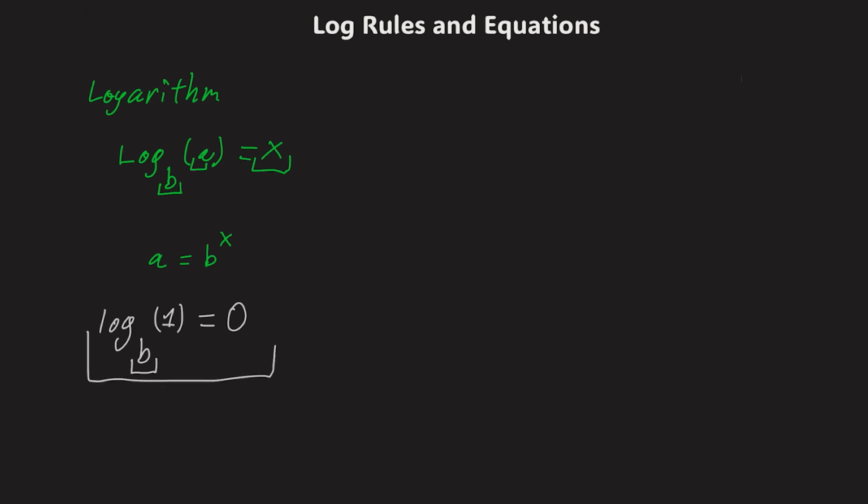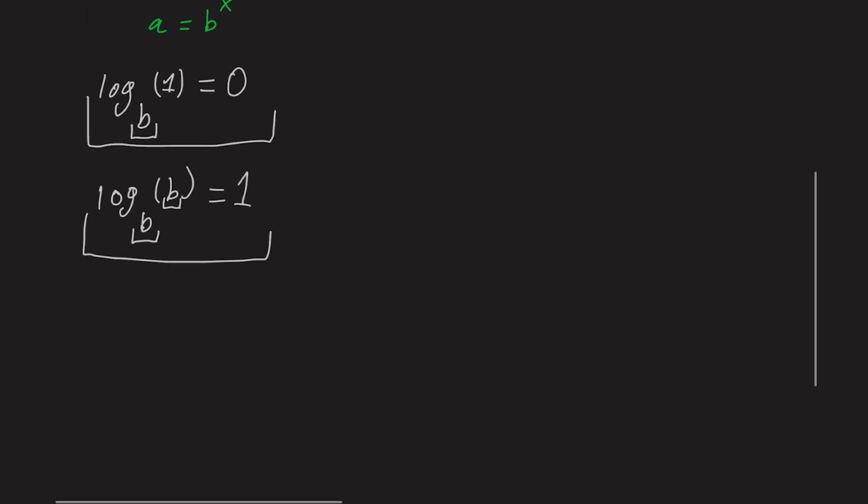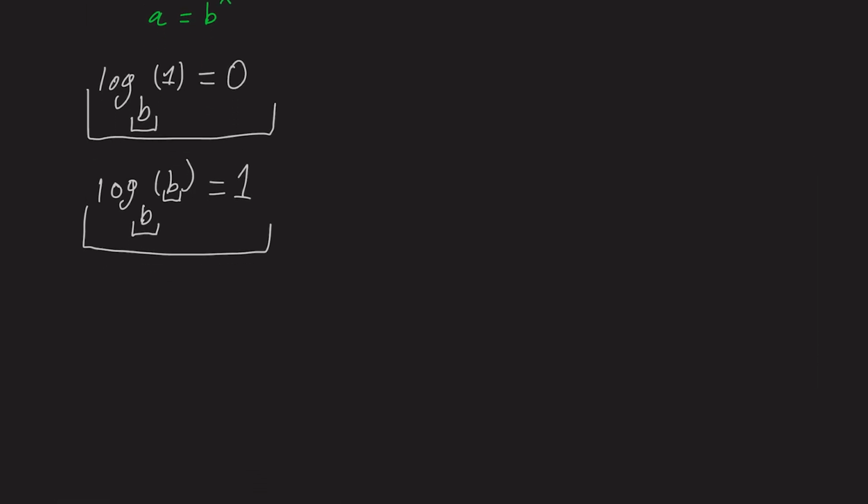It's pretty intuitive, but it's one we gotta remember. Now, another log rule states that if I have log base b of b, that asks me, what exponent do I need to raise b to in order to get b? That is the exponent identity. If I raise b to the 1, I get b. So that's this identity.